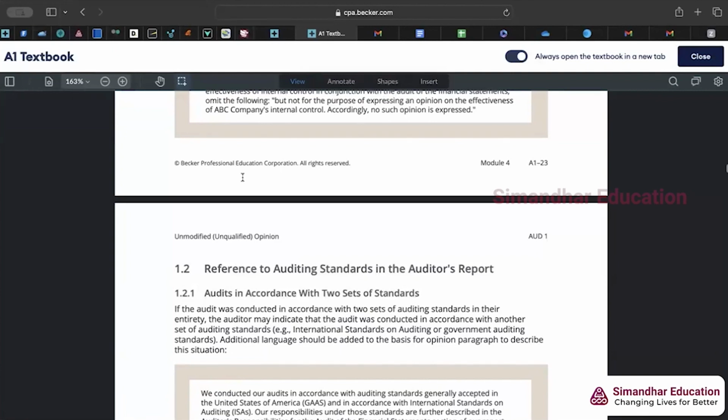Key things that you need to know is what is the bare minimum management responsibility. In your simulations, they'll give you statements. They'll ask you to place it in the audit report a lot of times. So that is one of the simulations that I've seen that can come. That is why it's very important for you to know placements, how the audit report flows.